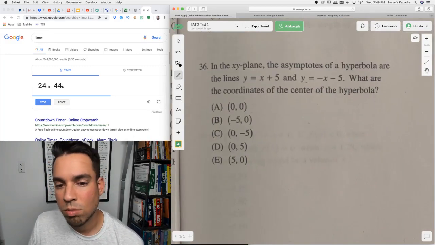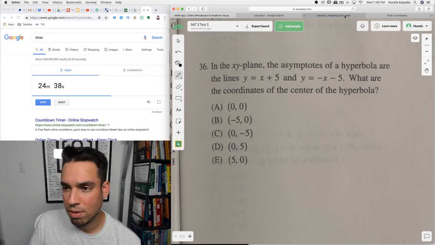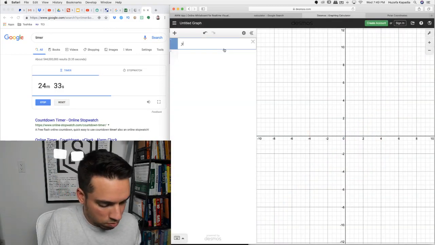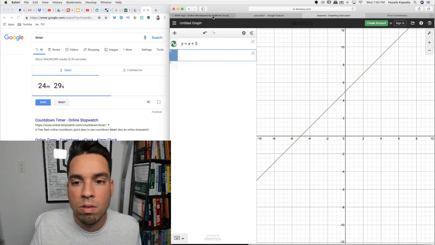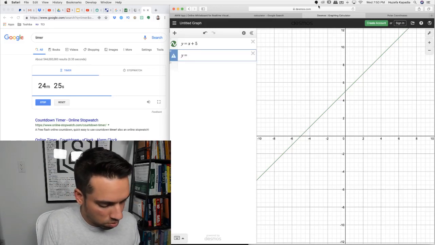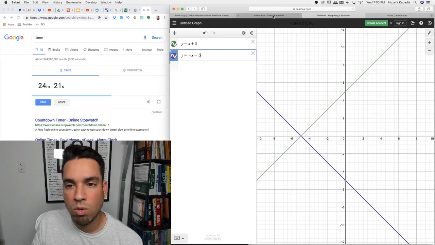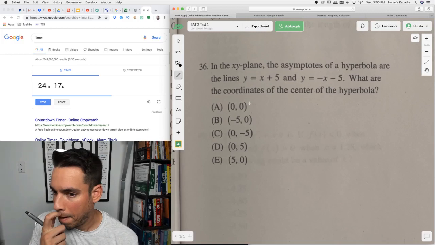Okay, next, in the xy plane, the asymptotes of a hyperbola are x equals 5 and x equals this. What are the coordinates of the center? All right, so check this out. I'm going to actually graph it. Y equals x plus 5. I don't know if this is the best way to do it, but x plus 5. Y equals negative x minus 5.